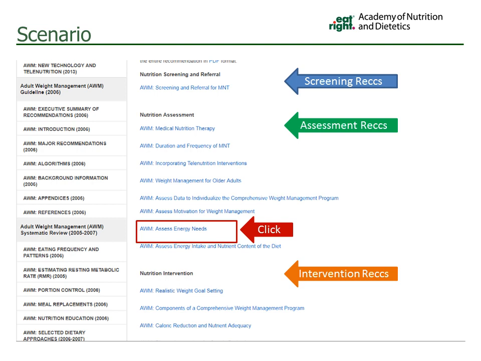From there we go to nutrition screening and referral, and you can see there is a recommendation for that. We go to the nutrition assessment, and there's a whole list of recommendations regarding that. And then we have nutrition intervention, and what you can't see on this screenshot is our nutrition outcome monitoring and evaluation recommendations. But for this case study, we want to focus on assessing energy needs. So you can click on that and find out what the recommendations are in terms of assessing energy needs.